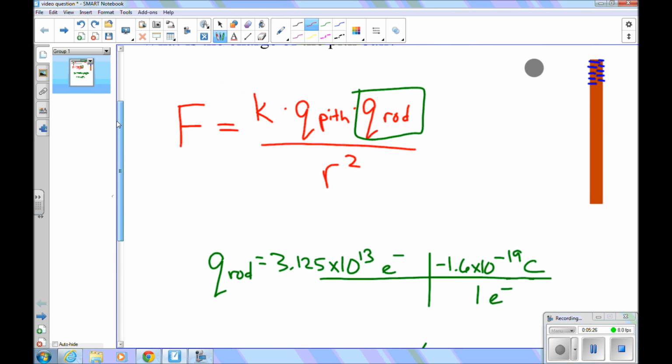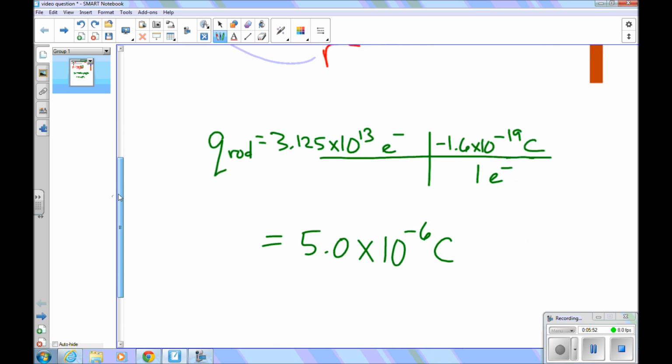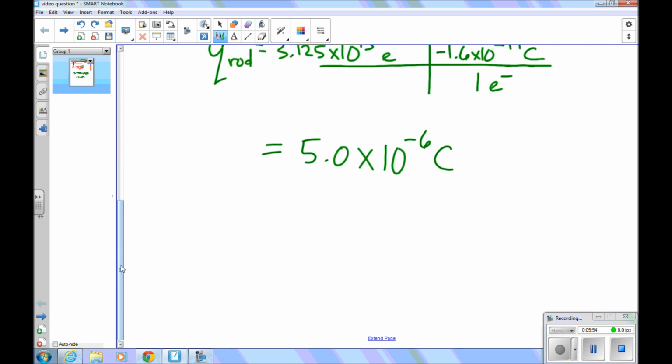Although before I do, since I'm going to be solving ultimately for this number right here, it would do me some good to do a little bit of algebra first. I think what I want to do right now is multiply this r squared over to the other side of the equation before I go any further. I'm going to have to get that q all by itself, so might as well move that r over sooner rather than later.